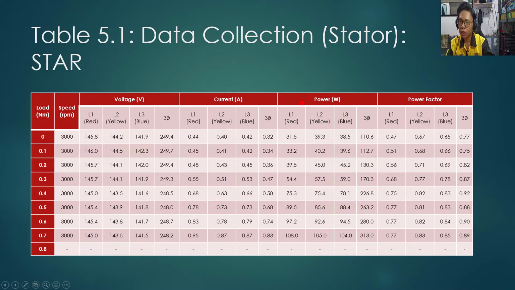Therefore, we can see that the current, power and also power factor were affected by the increase of the load, which is from 0 to 0.7.